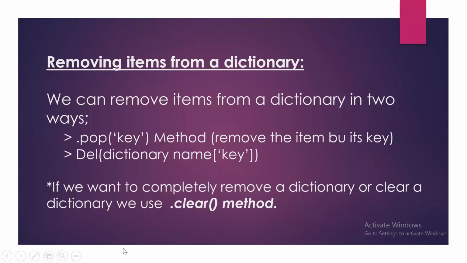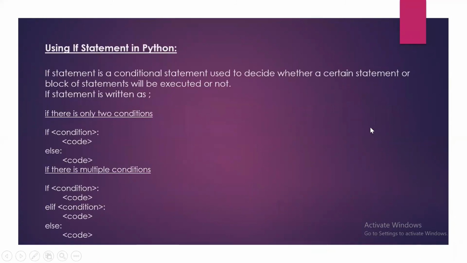Now, we saw how we can remove an item from a dictionary using pop function and del function. And if we want to clear a dictionary completely, we use clear function. And now let's see how if statements are used in Python.